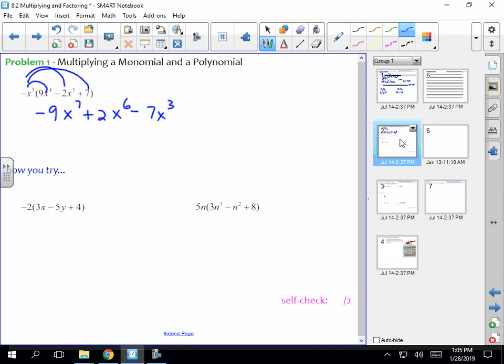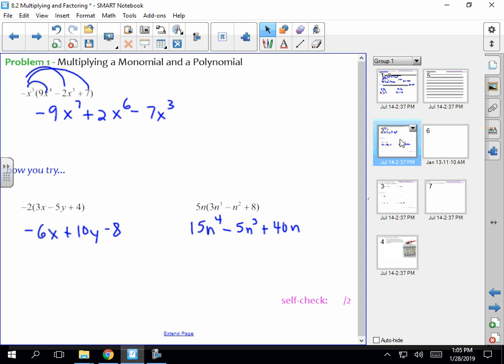So this is negative 6x plus 10y minus 8. And this one over here, so everybody had a chance to try it? Well, this one I did it right. 15n to the, it ends up being 4. Yeah, invisible 1 on that first one. And then minus 5n to the 3rd plus 40n. So there it is. That's the distributive property with a slightly bigger polynomial.